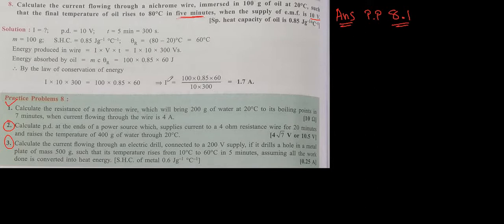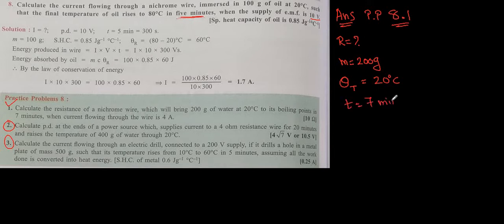What data is given, that we are going to write one by one. Calculate the resistance of a nichrome wire. So we have to find out the resistance of a nichrome wire, capital R. So you put a question mark. Which will bring 200 grams of water. So mass of water is given how much? 200 grams. At 20 degrees centigrade. So theta stands for temperature, so we put T, that is 20 degrees centigrade. To its boiling point in 7 minutes. So time is given, 7 minutes.